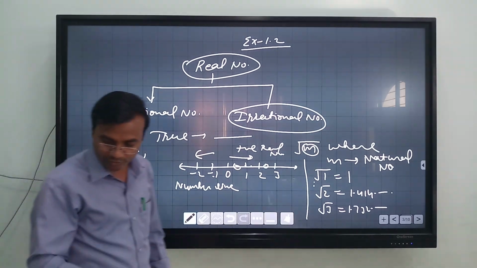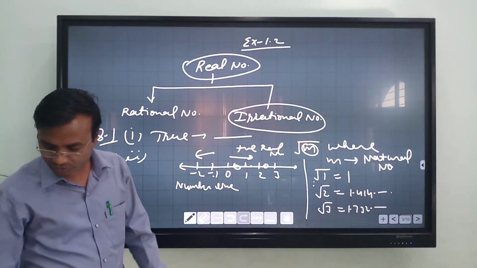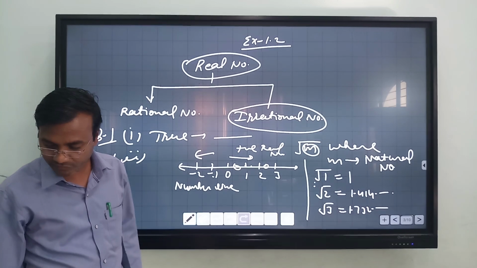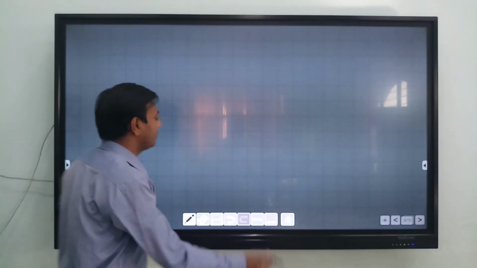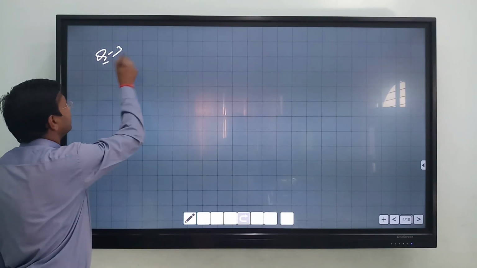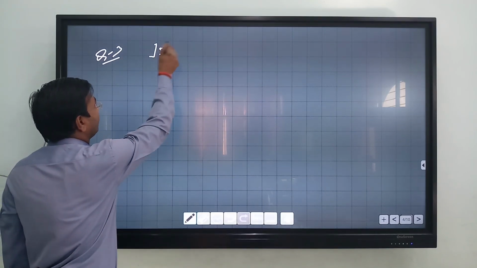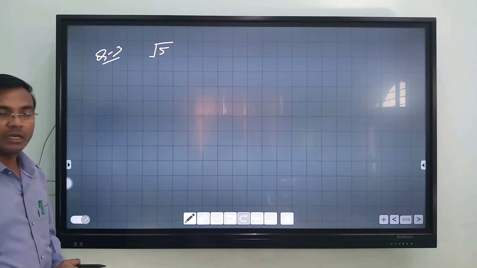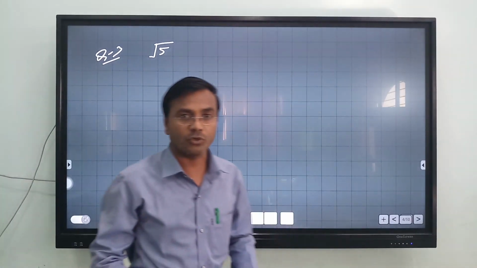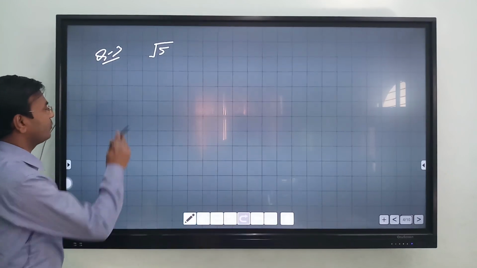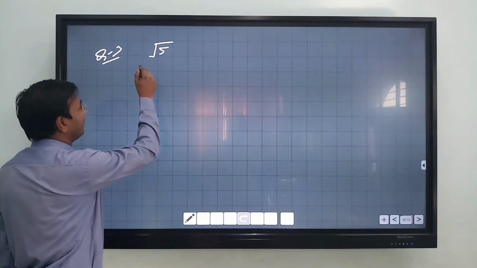Right? Now we are doing one more question. Question number 2 you can try yourself. Okay. Question number 3 I am doing. We know that under root 5 is an irrational number, and we are going to show this irrational number on a number line. So how will we show it? To show this, we must know about the Pythagoras theorem.